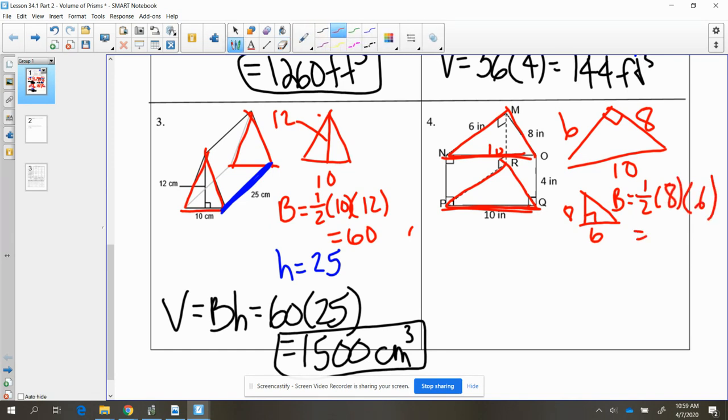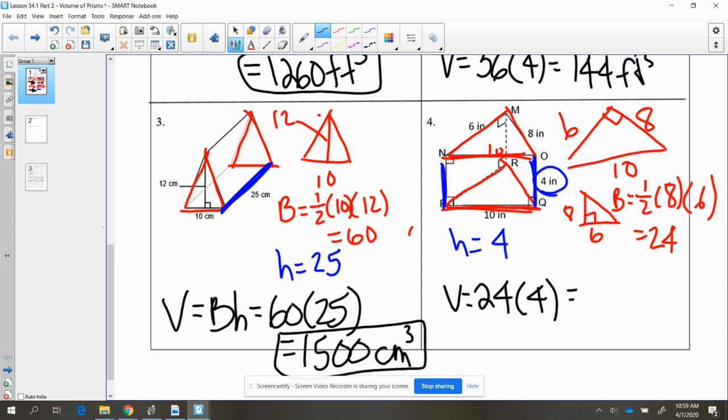So half of 6 times 8 is 24 square inches. And then the height between these two, no matter where you're looking on here, here's our height distance between our bases, is going to be 4 inches. So our overall volume, again, area of the base times the height, so 24 times 4, 96 cubic inches. Okay, so the biggest battle here is definitely making sure that we have our area of the base computed correctly.